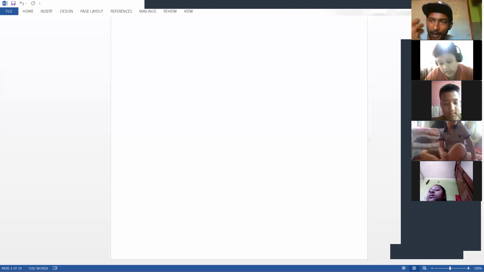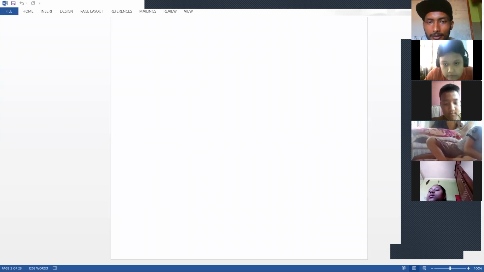So nouns, there were 5 types of nouns. In class 4, there were only 2 types of nouns. In class 5, we studied about 5. There were not just proper and common nouns. There are other types of noun that we studied.